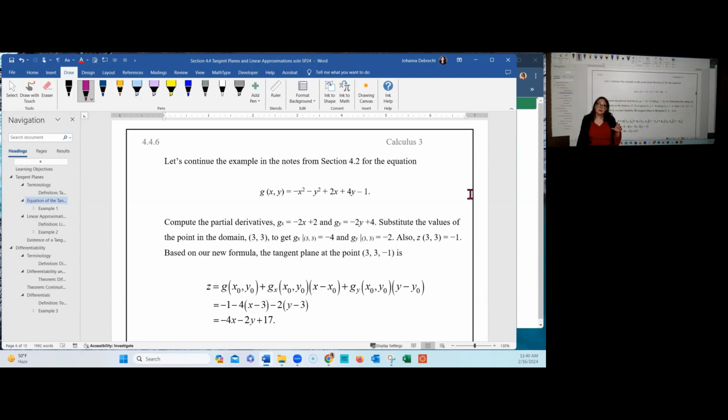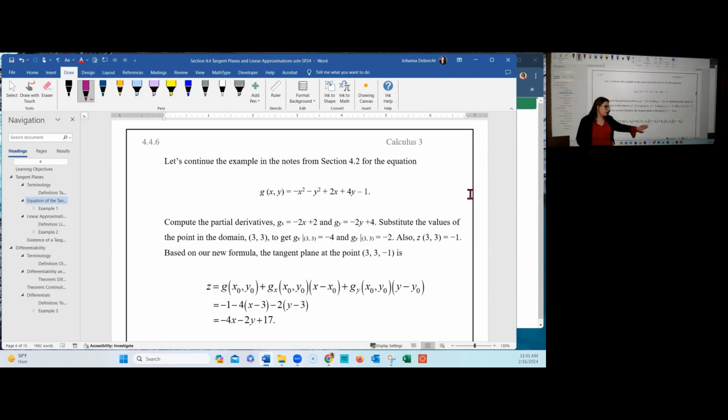Now, in order to complete the equation of the tangent plane, we also need the value of z naught. In other words, we need to know what the z value is right there at the point where the plane connects with the surface. To find that, we substitute the domain ordered pair 3, 3 into the definition for the function, and that will give you negative 1. So our point on the surface in three-dimensional space is 3, 3, negative 1.